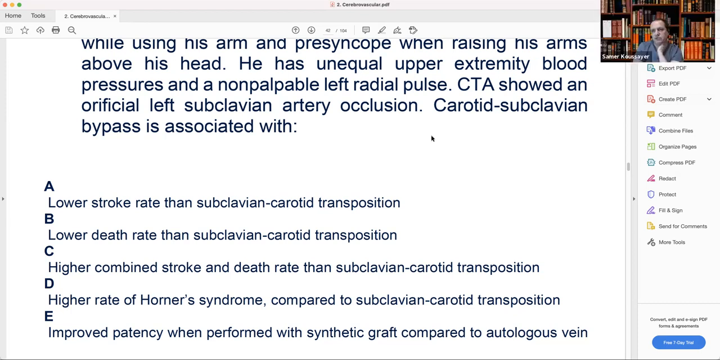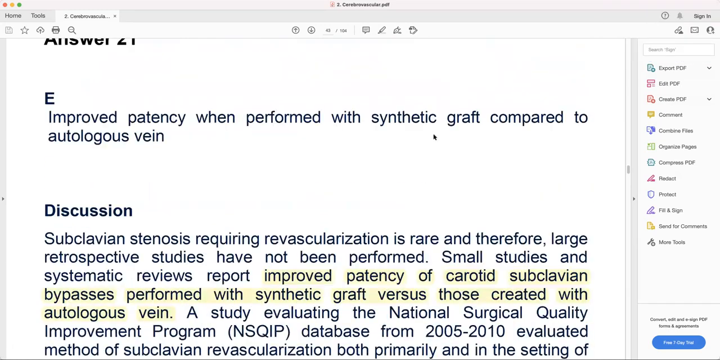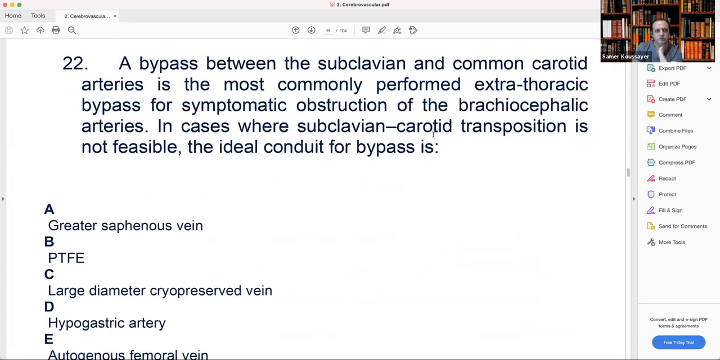Sam, do you want to take the next question? Yes, sir. Question 22. Let's see what they said.